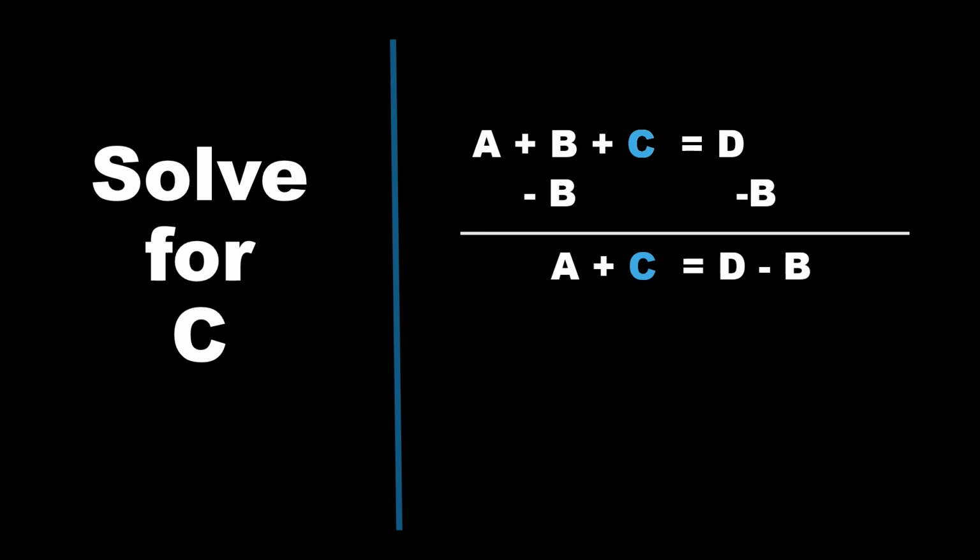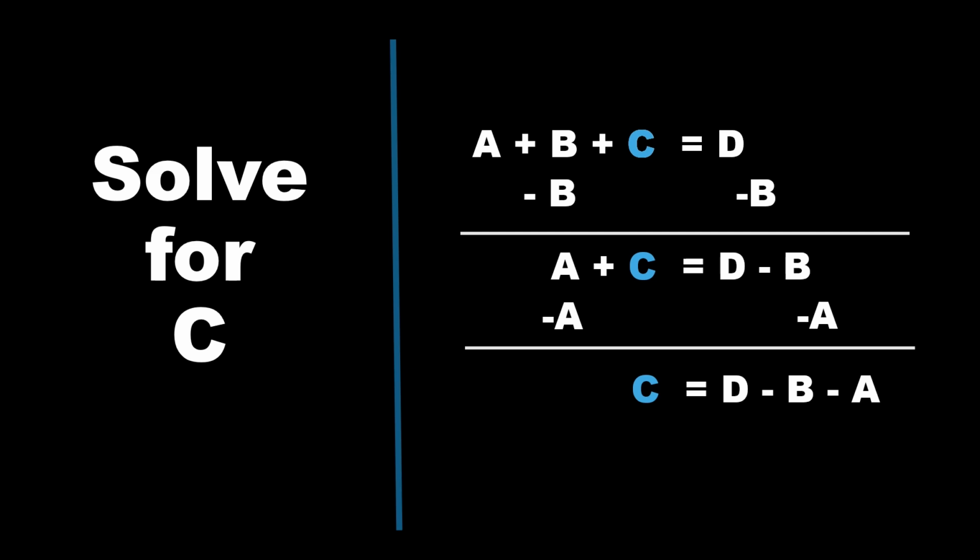So I'm going to go back and look at the c, and the thing on the same side of the c is the a. The a is connected by addition, and it's positive, so the opposite of addition is subtraction, and what I do to one side, I'm going to do to the other side. When I simplify this, I'm going to have c on the left-hand side, and on the right-hand side, I'm going to have d minus b minus a.